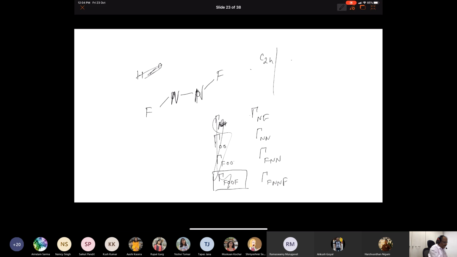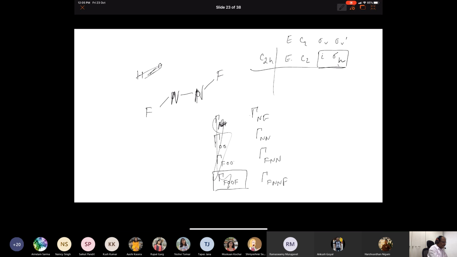If I just give an idea beforehand, this is a C2h point group, like hydrogen peroxide. The symmetry elements of C2h are pretty much similar to C2v. In C2v you have E, C2, sigma v, and sigma v prime. And here the sigma v and sigma v prime are replaced by i and sigma h.